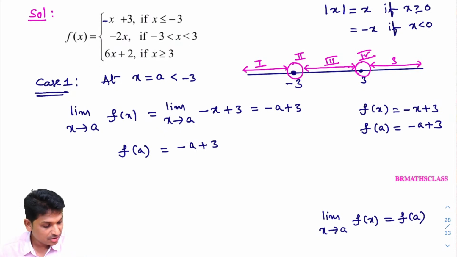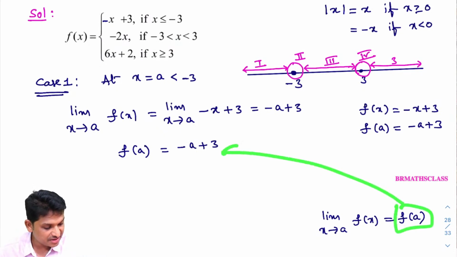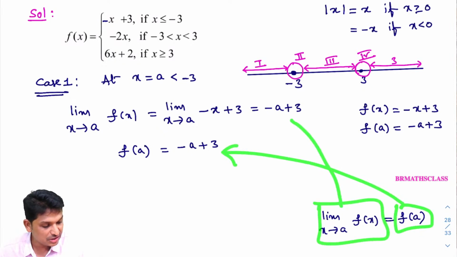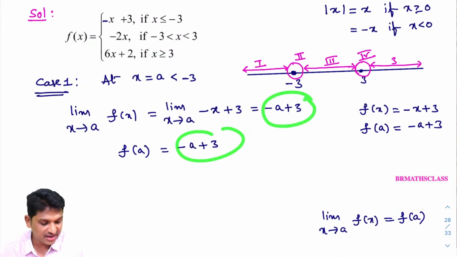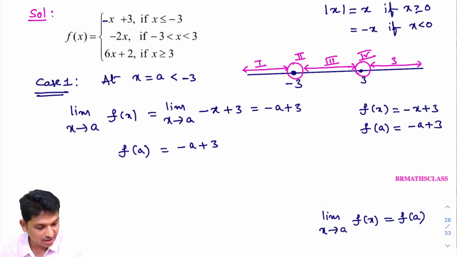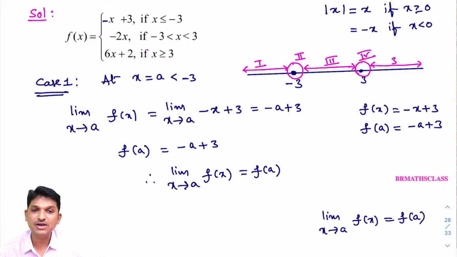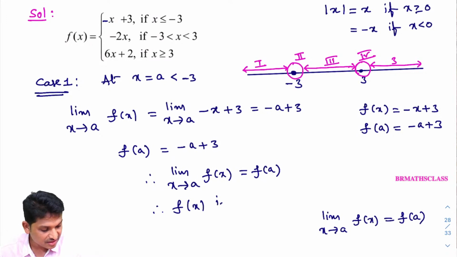You observe, I calculated this one and got minus a plus 3, and I calculated this one also, that is also minus a plus 3. So these two are equal now. So what can I say? I can say that these two are equal. So I'll conclude that, therefore, limit as x approaches a of f of x equals f of a. So what is the conclusion? Therefore, f of x is continuous at x equal to a.